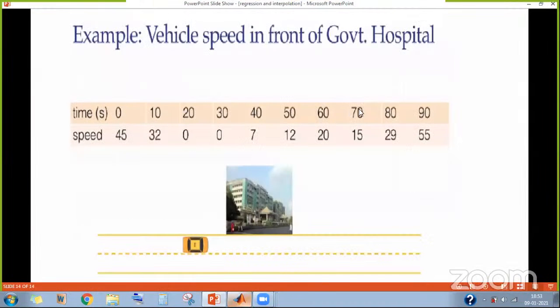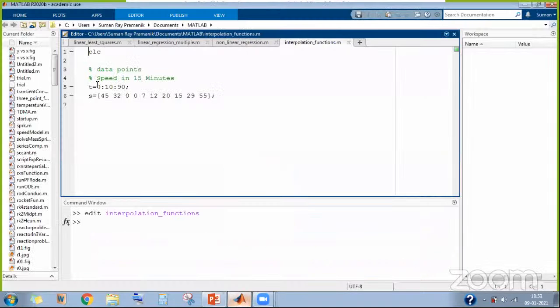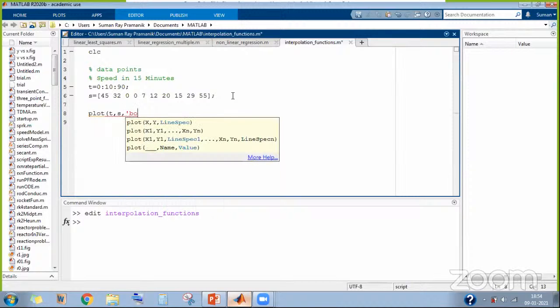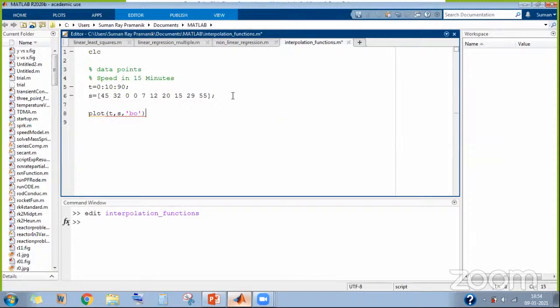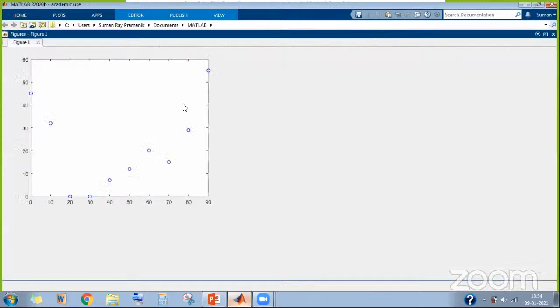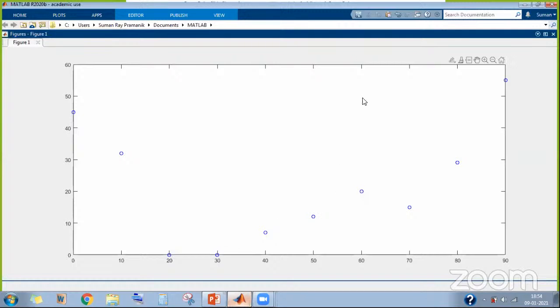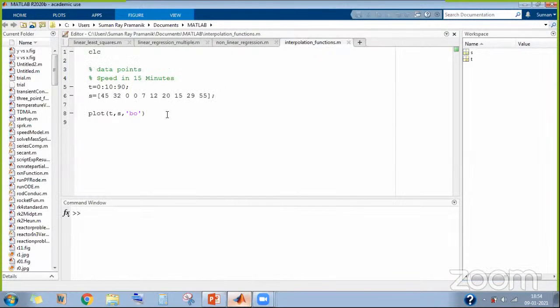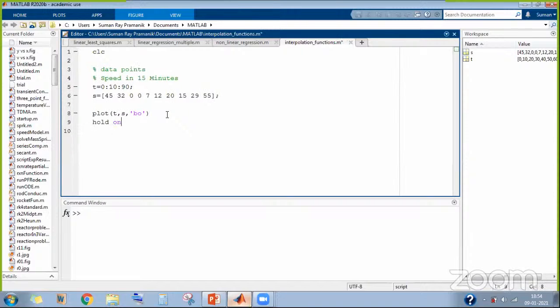Okay, so the time for the data was 0 to 90 with a spacing of 10 seconds. I've already created the data where t is from 0 to 90 with a spacing of 10, and this is the speed that was given. Now we will try to interpolate them. Before that, let us plot these data, as blue circles. So these are the data points. Let's give a hold on because we will be plotting again.